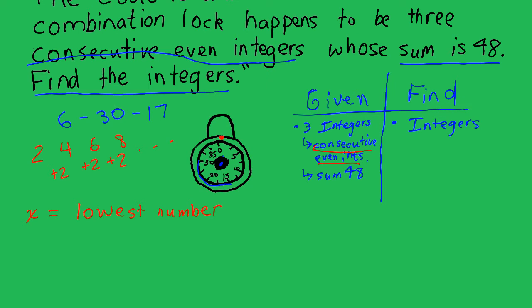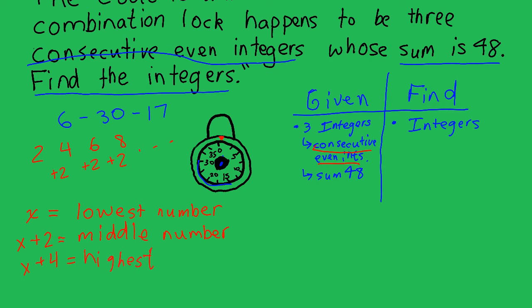So what does that mean for us? It means that the middle number is going to be 2 more than x, or x plus 2. So x plus 2 equals the middle number. And do the same thing for the highest number. It's going to be 2 more than x plus 2, so x plus 2 plus 2 is x plus 4, and that's the highest number.